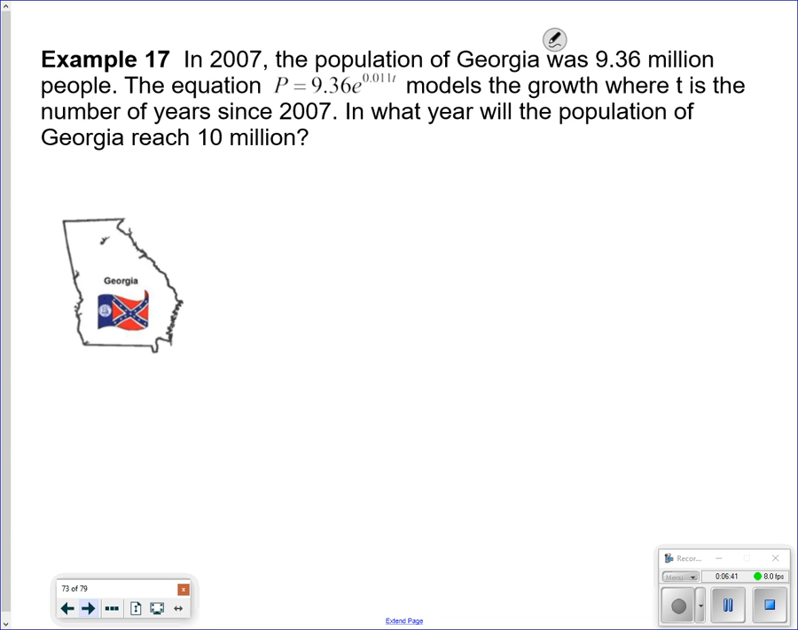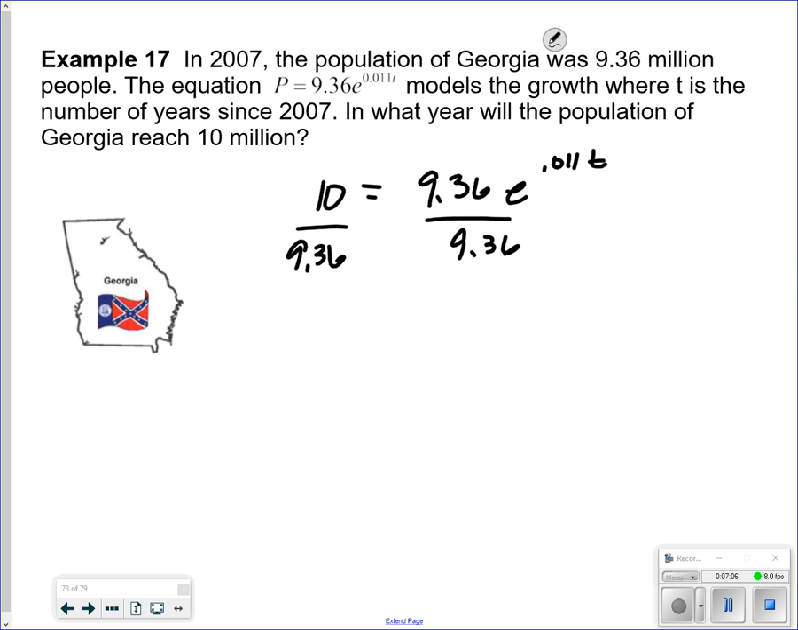Again, we're giving you a word problem here. In 2007, the population of Georgia was 9.36 million people. The equation models the growth where t is the number of years since 2007. And what year did the population reach 10 million? So I want to know when this is 10, what would t have to be? Well, I can divide both sides by 9.36.